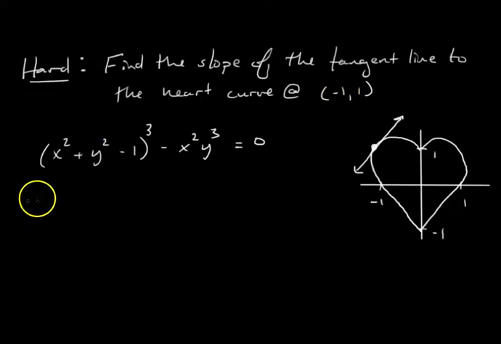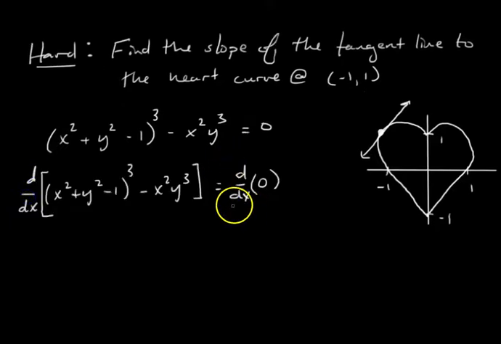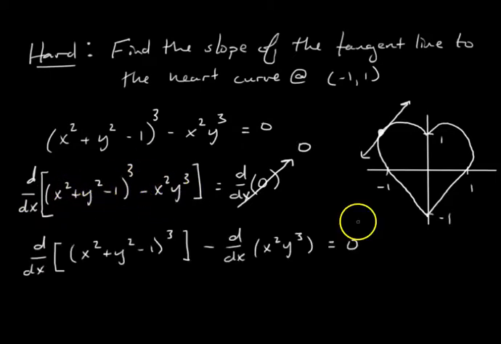So first step, we do d dx of both sides. This right side is the derivative of a constant, so it just goes to 0. And on the left side, we've got to do some distributing. So we'll do d dx of this first term, this cubed term, minus d dx of this x squared y cubed. Okay, what do we do next?